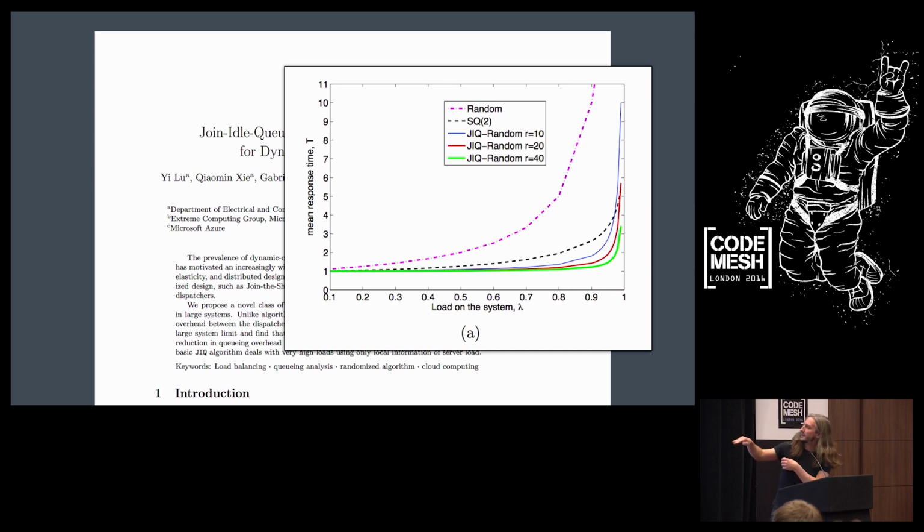So here, the pink line, you can see, is random. SQ2 is actually the same thing as the power of two choices algorithm, which kind of splits the difference there. And then their Join Idle Queue comes out even lower than that, which is pretty rad. So maybe that's the future.